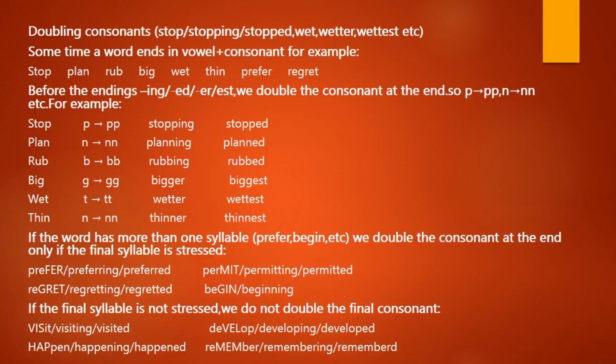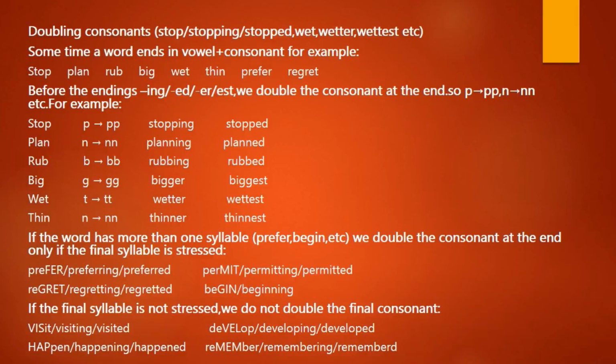Before the endings ing, ed, er, or est, we double the consonant at the end, so p will be double p, n will be double n, etc. For example, stop, stopping, stopped, plan, planning, planned, rub, rubbing, rubbed, big, bigger, biggest, wet, wetter, wettest, thin, thinner, thinnest.